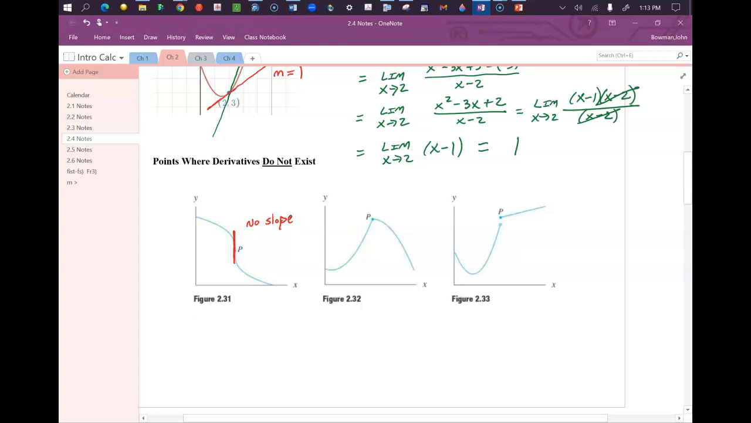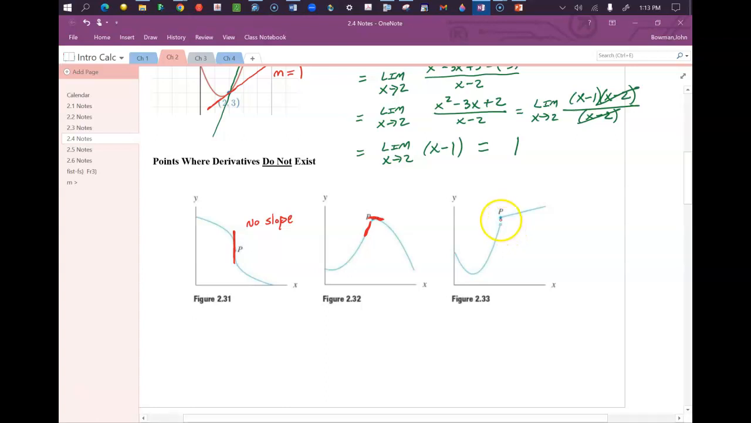From back in the previous chapter, when we talked about limits, the left and the right limits have to be equal. So if you have a sharp corner like you do in the middle figure, 2.32, the slope from the left is going to be like that, and the slope from the right is going to be like that, and those are not going to be equal to each other. So you don't have a derivative at a corner either.